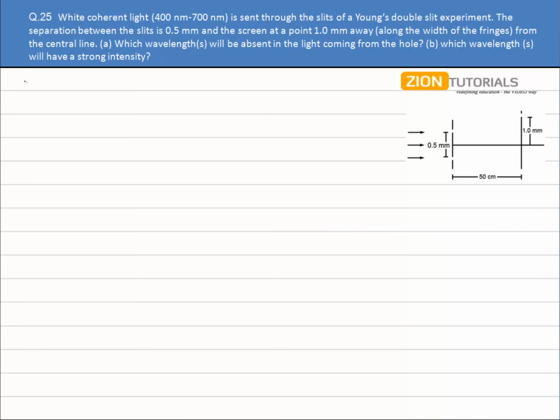Now first of all we'll calculate which wavelength will be missing. Those wavelengths will be missing whose intensity at this very point is 0. So we'll calculate those wavelengths whose intensity is 0 at that very point. Now we know that for dark fringes, (n plus 1/2) lambda is given by d y by capital D.